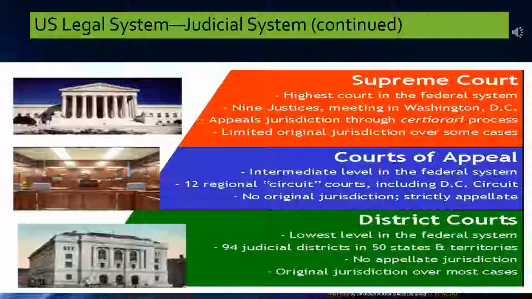This slide is actually a review of what we were just talking about. Supreme Court is the highest court in the federal system. It has 9 justices meeting in Washington, D.C. It has appeals jurisdiction through certiorari process, limited original jurisdiction over some cases. Court of Appeals, intermediate level in the federal system, 12 regional circuit courts, including the D.C. Circuit, and no original jurisdiction, strictly appellate. So the last is the district courts, and these are the lowest level in the federal system. 94 judicial districts in 50 states and territories, no appellate jurisdiction, original jurisdiction over most cases.